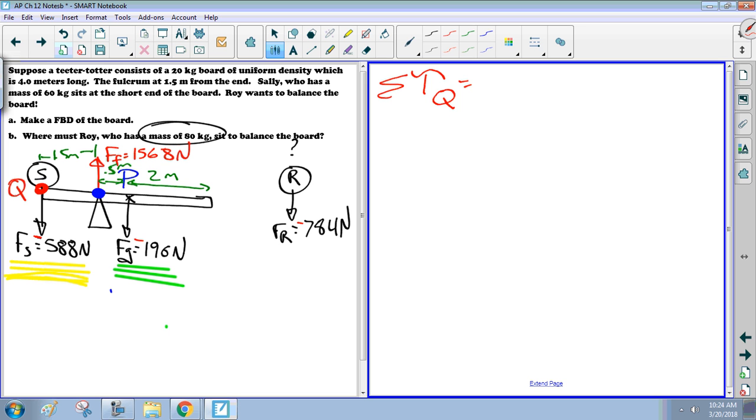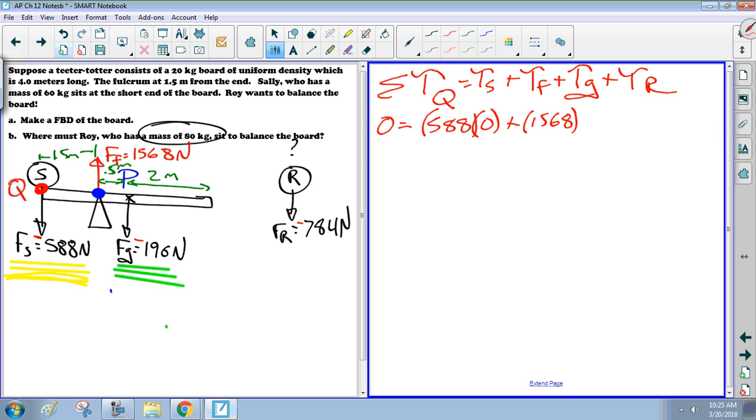All right, so let's find the net torque around point Q. That should be the torque from Sally plus the torque from the fulcrum plus the torque from gravity on the board itself plus the torque from Roy, and solve it. So plug in our numbers. Our net torque is zero. The torque from Sally is 588 times zero, because from point Q, her distance is zero. Torque from the fulcrum is 1568 times 1.5. Torque from gravity is 196 times 2, plus the torque from Roy is 784 times the distance from point Q.